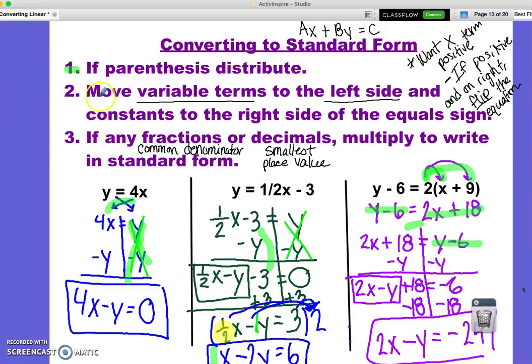Okay, next step: move variable terms to the left side. So here I have a y, and I have to subtract it away from both sides, so that now it's only on this side, so I moved it to my left side. Then I want to get my constants to the right. So I have a plus 18 here. I need to get rid of that by subtracting 18. And that's what I'm doing when I'm moving it to the right side.